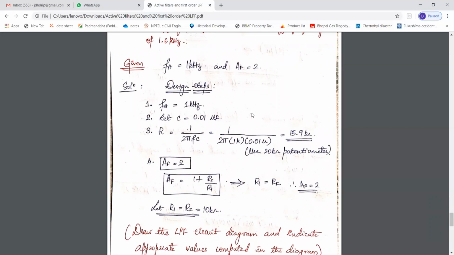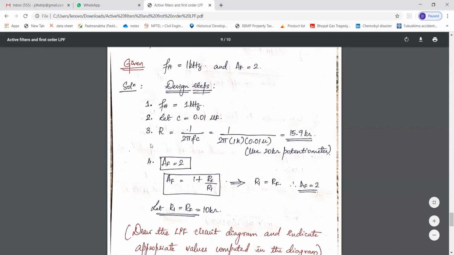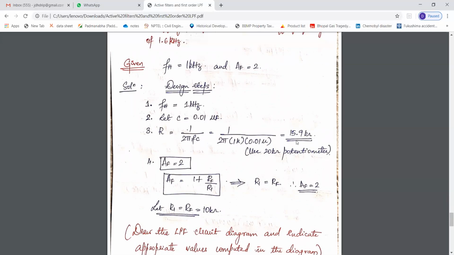And next we are supposed to decide the value of C. So we will take C equal to 0.01 microfarad, and next we are supposed to compute the value of R from this equation, that is 1 by 2 pi fC. Okay, f is equal to 1 kilohertz and C is equal to 0.01 microfarad. By substituting these two values, we will get R is equal to 15.9 kilo ohm. This is not a standard value, so we will use a 20 kilo ohm potentiometer and set it to 15.9 kilo ohm.